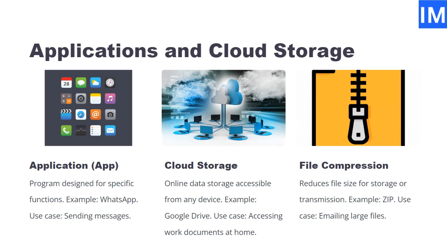Next, we have vocabulary related to application and cloud storage. Application, cloud storage, and file compression. An application, or app, is designed for a specific function, like WhatsApp for sending messages. Cloud storage, such as Google Drive or OneDrive, allows you to store data online, accessible from any device, ideal for accessing work documents at home.